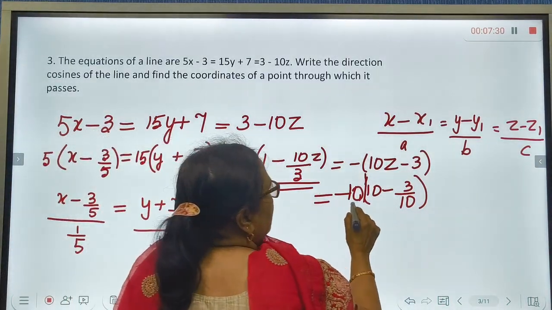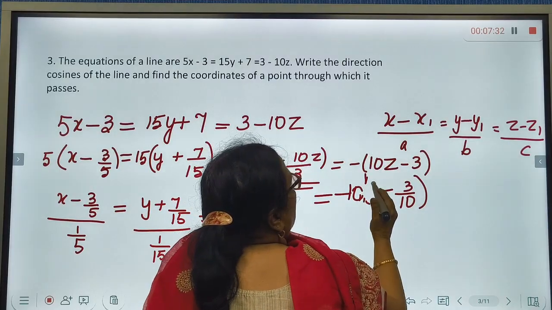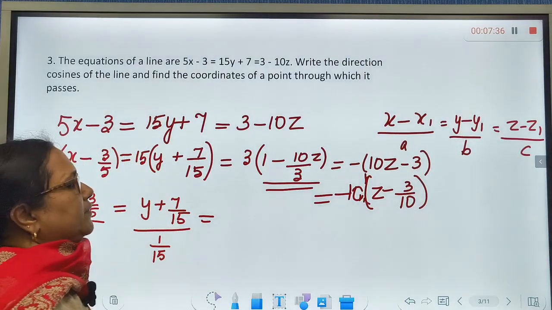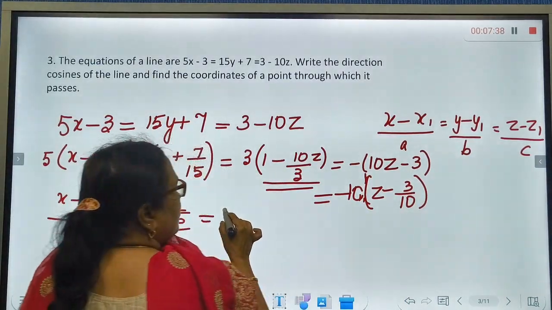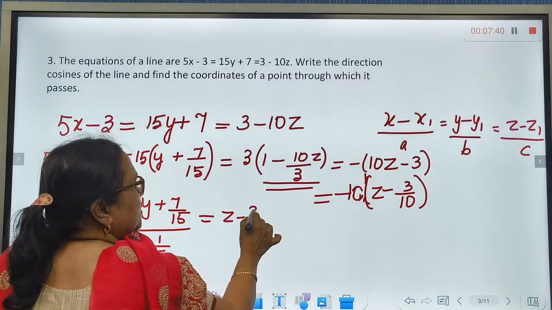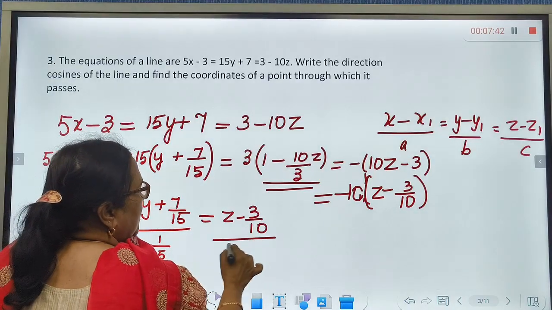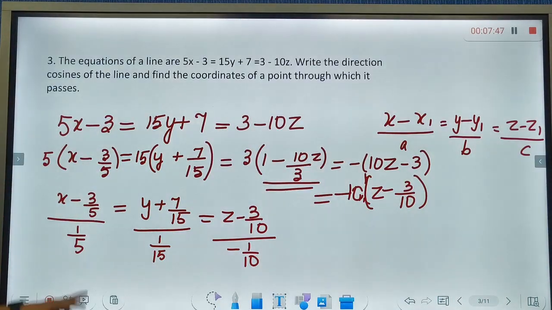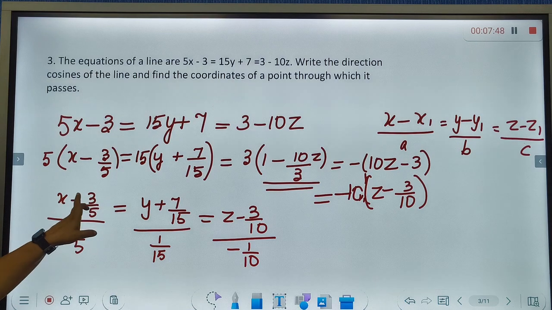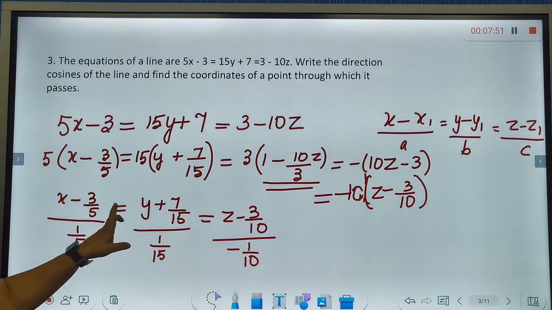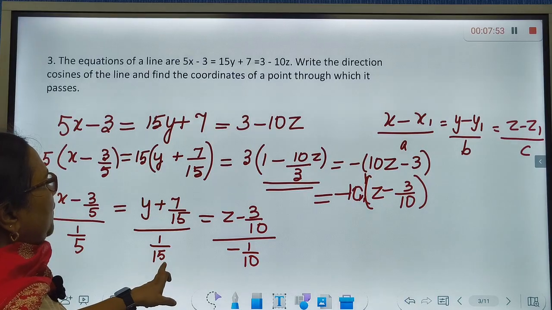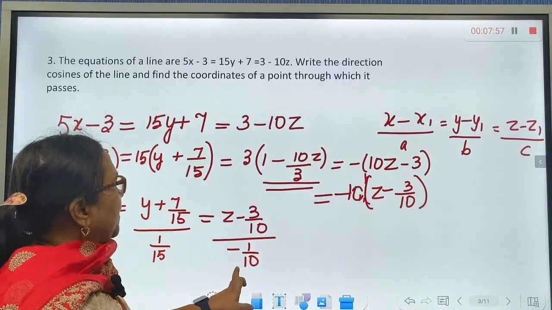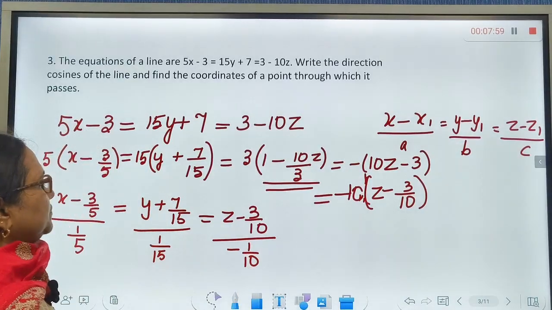So this will be minus 10 into z minus 3 by 10. The same thing I can rewrite as z minus 3 by 10 by minus 1 by 10. So this is 5 into x minus 3 by 5, by 1 by 5, equal to y plus 7 by 15, by 1 by 15, equal to z minus 3 by 10, by minus 1 by 10.